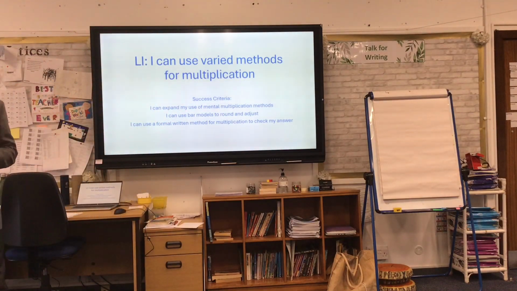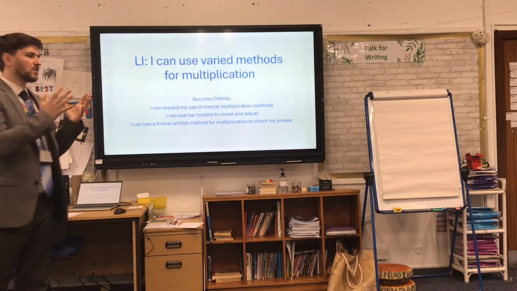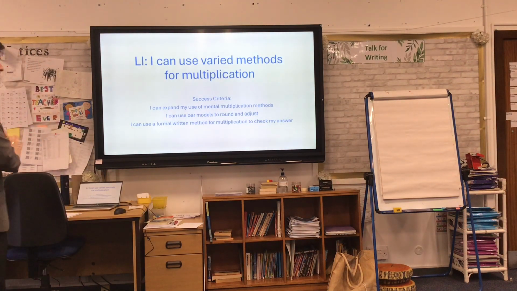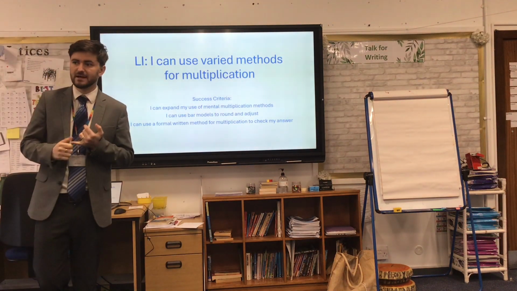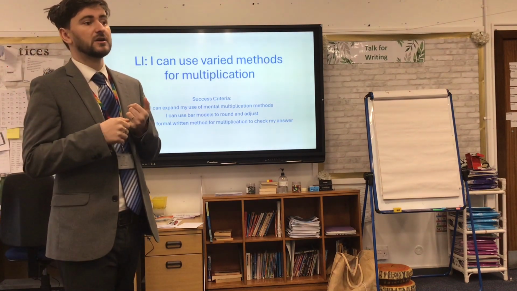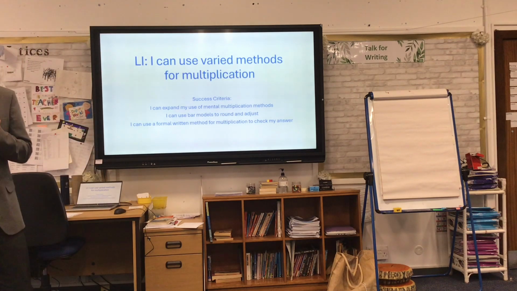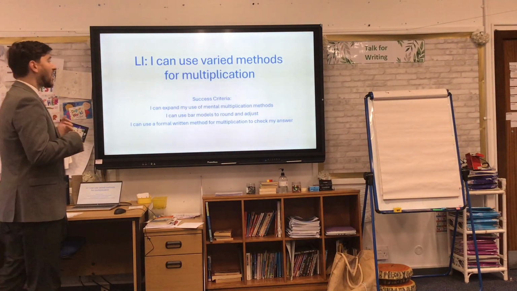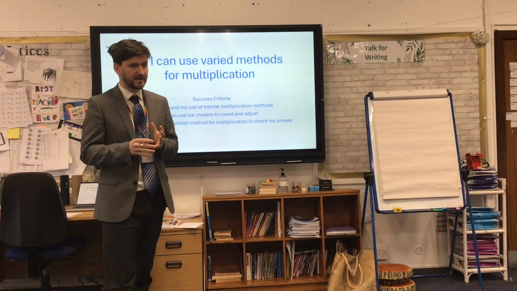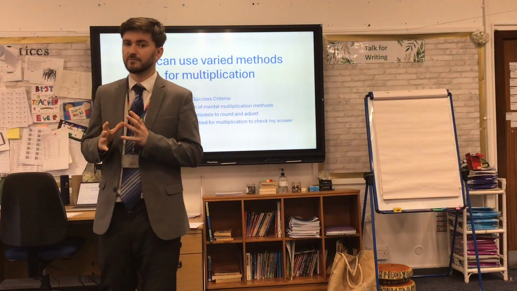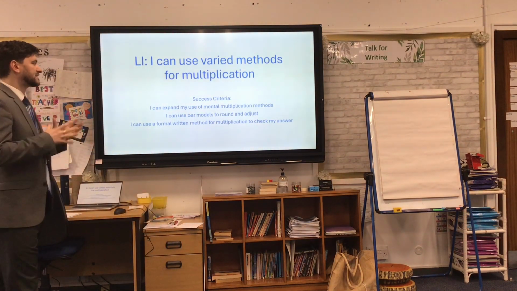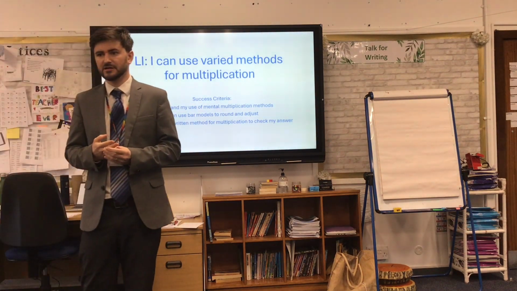Methods for multiplication. In order to achieve that, we're going to do these 3 steps on our success criteria. Firstly, we're going to expand our use of mental multiplication methods. So we've worked on mental multiplication throughout the year, and we're going to build on that in this lesson. Next, I can use bar models to round and adjust. We've done a little bit of this with bar models, mainly with problem solving, but not too much. And I can use the formal written method for multiplication to check my answer.